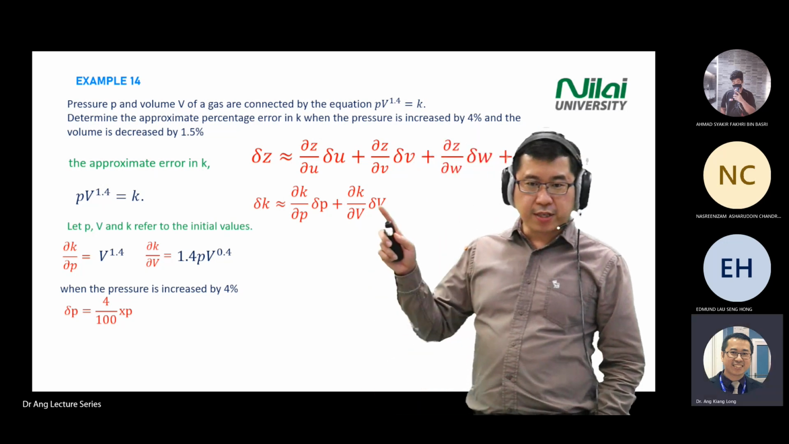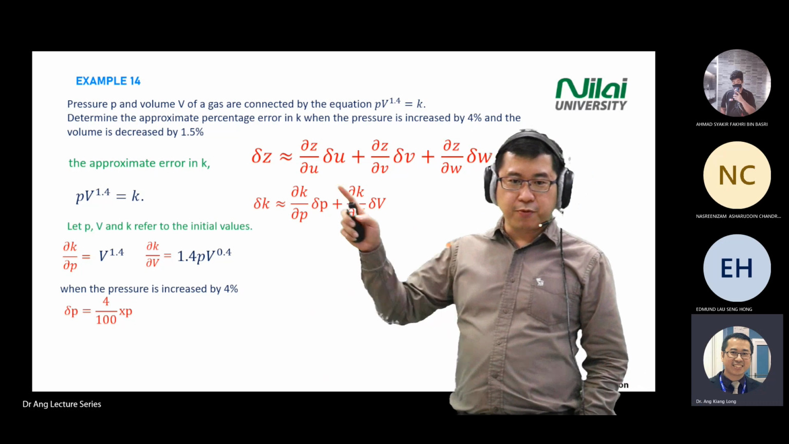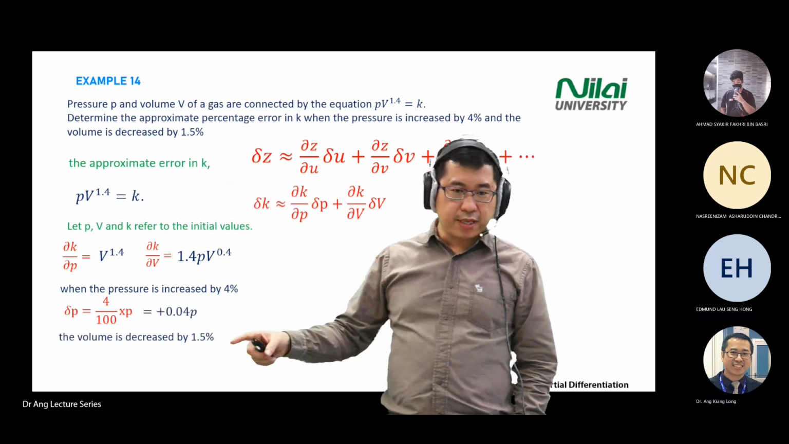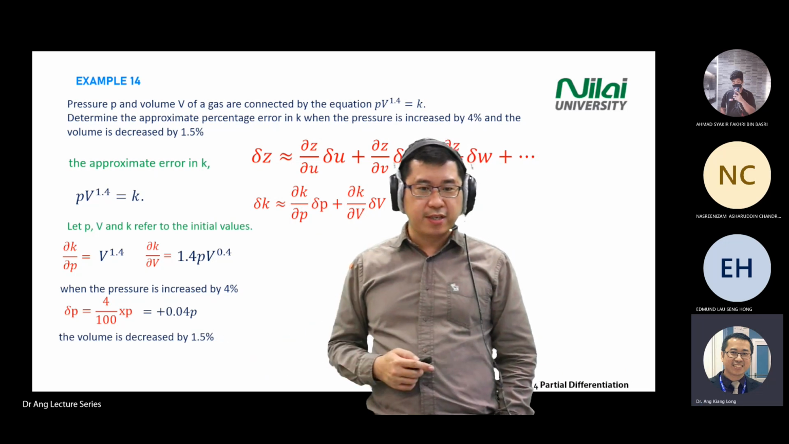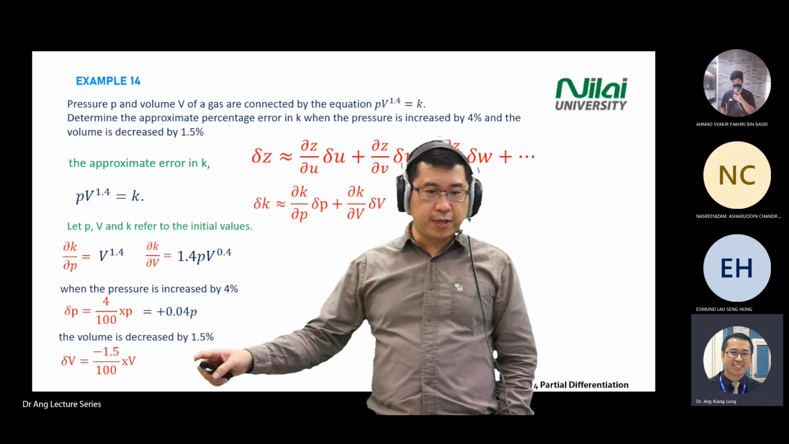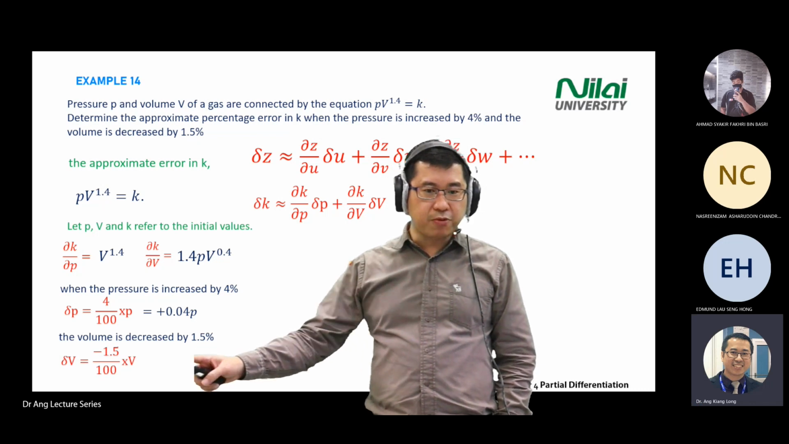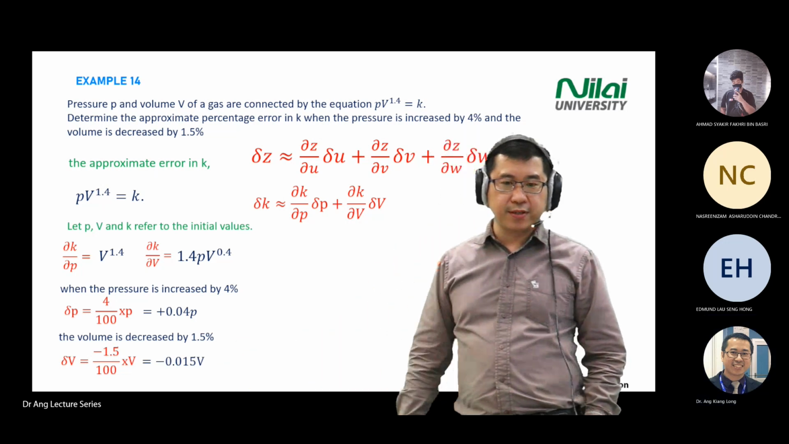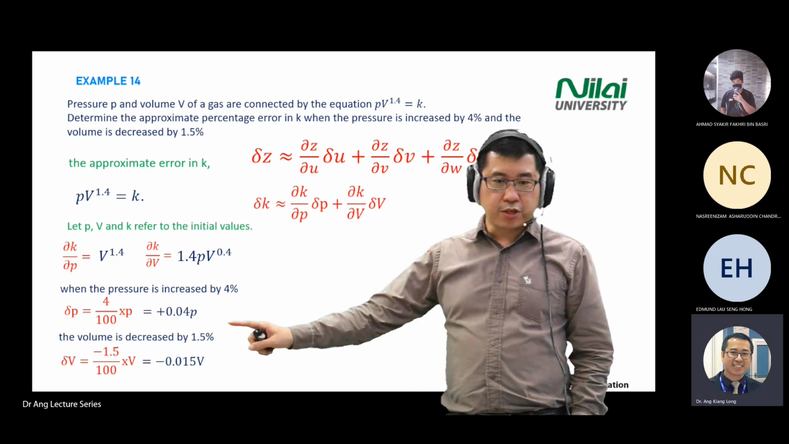Same with the volume. Volume is 1.5, but the word they use is decrease, so it is negative. So the change in volume is negative 1.5 divided by 100 times V. You get negative 0.015 V. Okay. Any question from this one and this one?